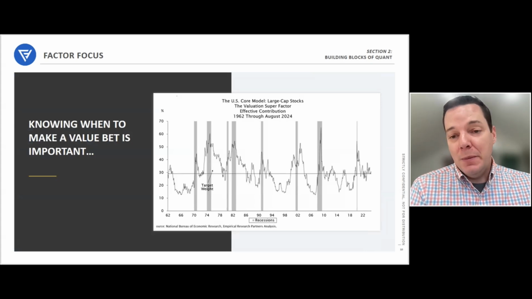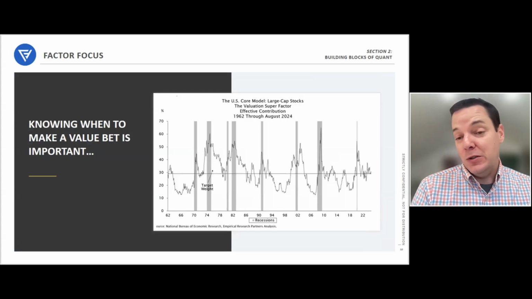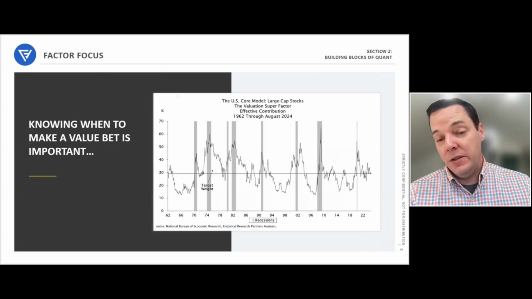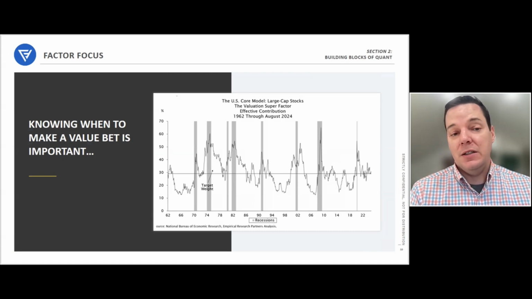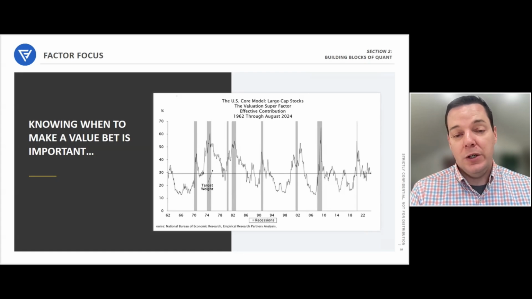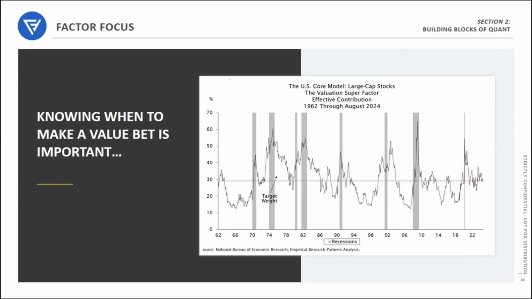And so knowing when to make that value bet, and when to expect returns like the 2000s instead of the 2010s or the 1980s, ultimately has a lot to do with factor timing and factor rotation. So what we're showing on this slide is the weight that we apply to valuation within our modeling framework over time. We have a target weight of right around 30%, maybe a little bit under, within our US core model. But ultimately, you can see the extremes here, right? During the financial crisis, the gray bar towards the right-hand part of the chart, the weight that we applied to valuation at that moment in time was about 65%.